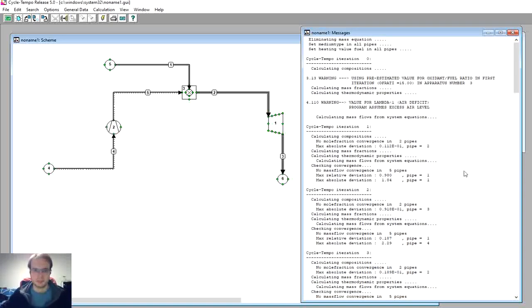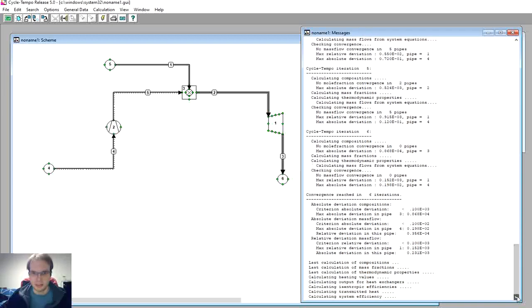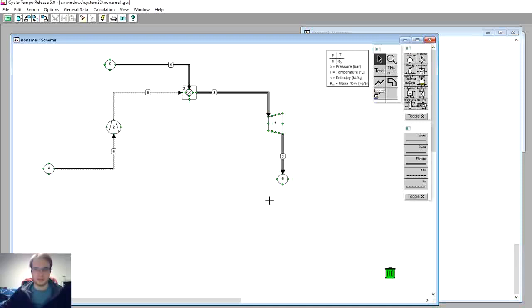You remember in last problems the warnings were sometimes about crossing of temperature profiles, so that is warning that cannot be ignored. However, here there is the warning: using pre-estimated value for oxidant and fuel ratio in the first apparatus is applied, and based on that mass flows are calculated. And this warning happens only in the iteration number 0, and in following iterations of the problem we don't have any of these warnings. So the warning can be ignored and our problem is calculated.